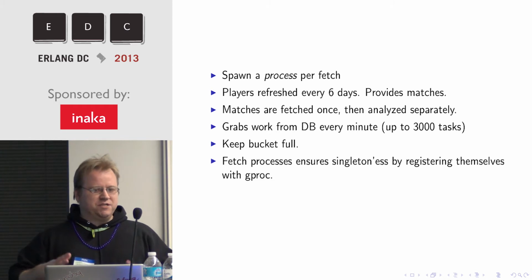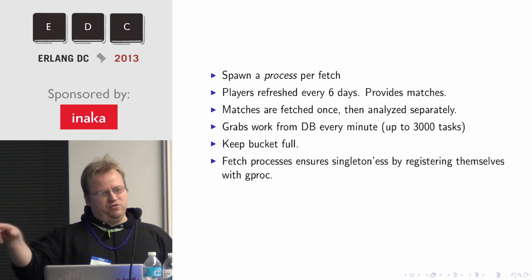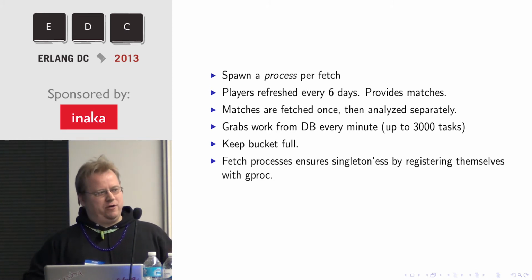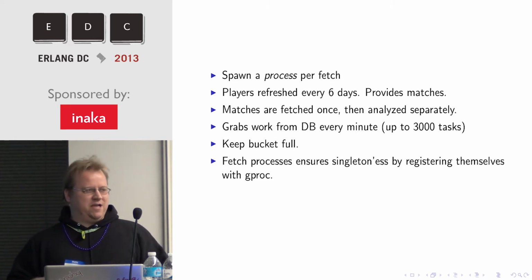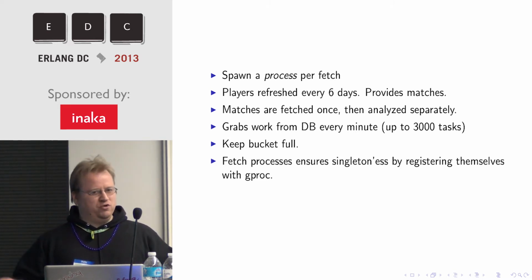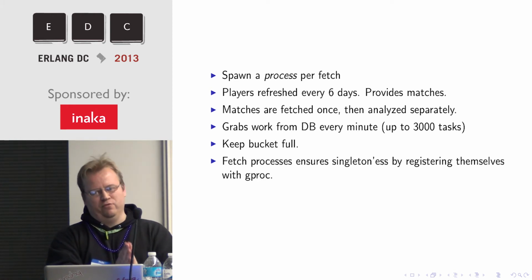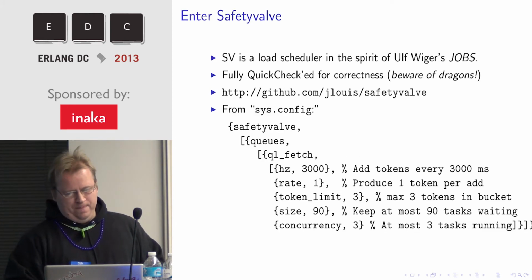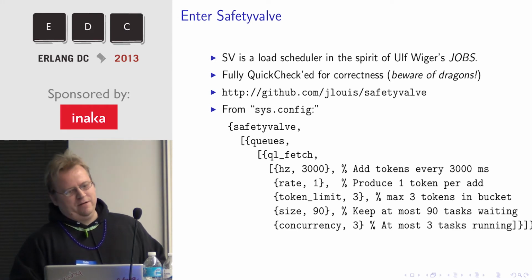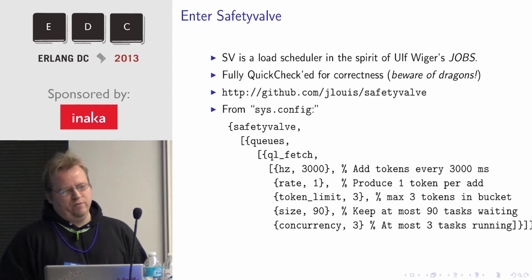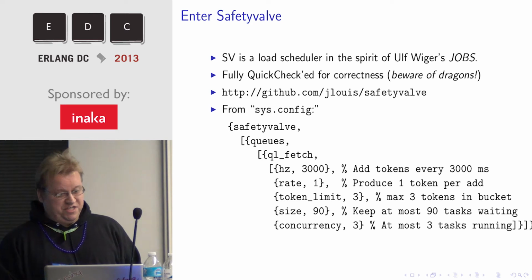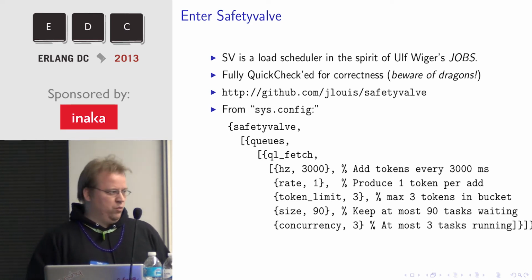I'm registering every worker that needs to do some fetching. I register him with gproc, and I make sure that there's only one worker working at a given job at a given time. Now there is a race condition possibility there, but since the database is idempotent, I don't care. I just want to have the window as small as possible for probable idempotent problems. Then I built an application called Safety Valve, which does load scheduling of workers.